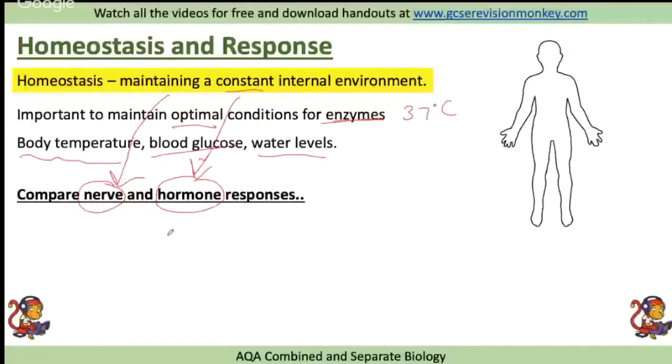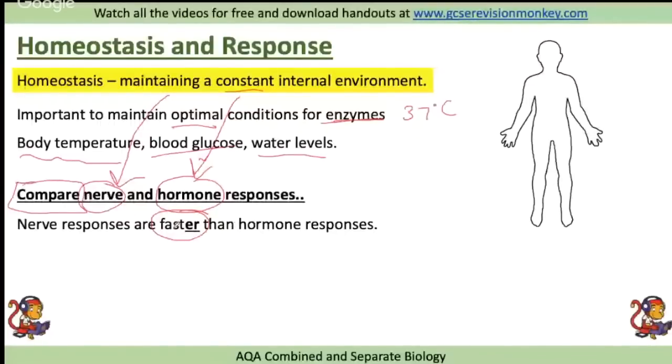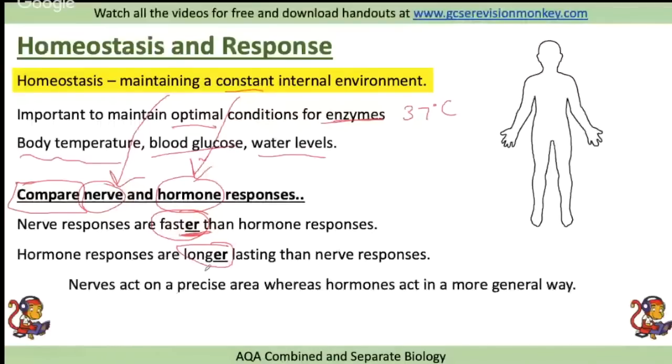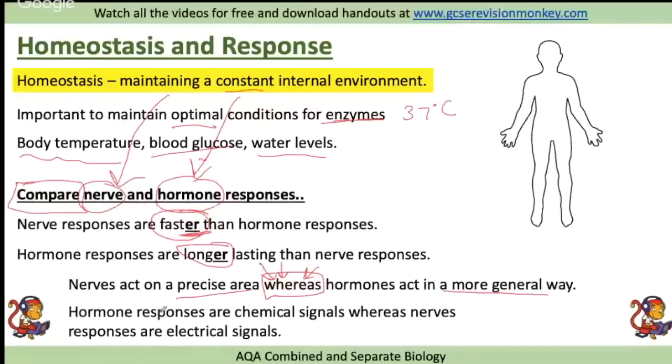If you're asked to compare, you must use comparative words. You can't just say nerve responses are fast. You have to make sure you're comparing it to hormones. Hormone responses are longer lasting than nerve responses. Nerves act on a precise area, whereas hormones act in a more general way. If you can't use a comparative word, use the word whereas to link your sentence. And this one, hormone responses are chemical signals, whereas nerves are electrical signals. So a common question asking you to compare nerve and hormone responses.